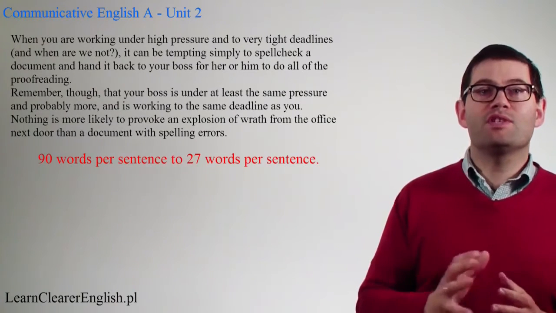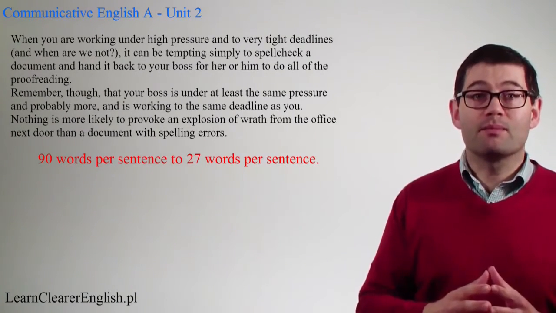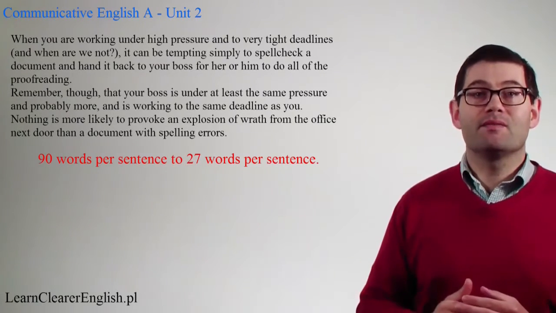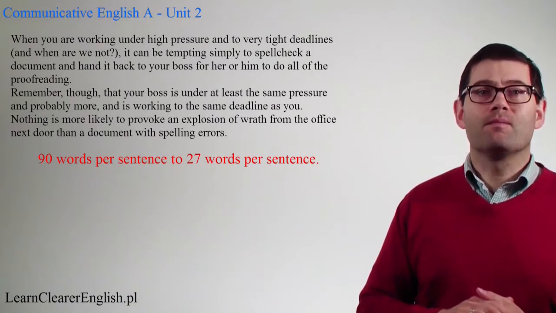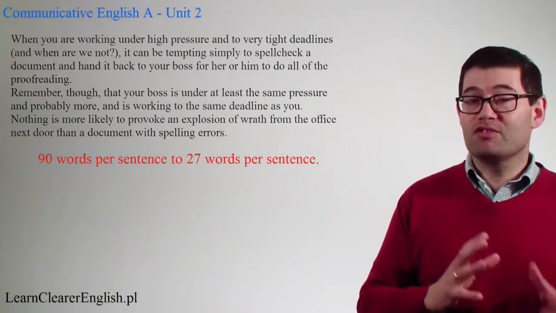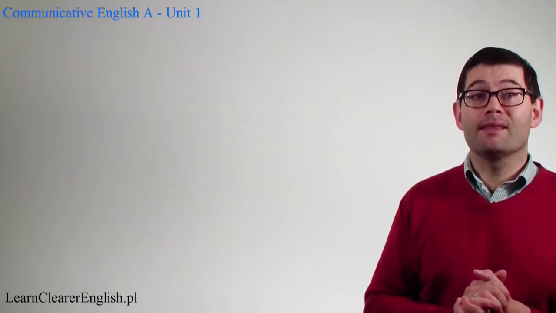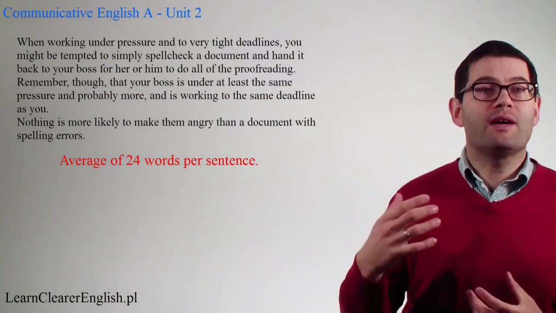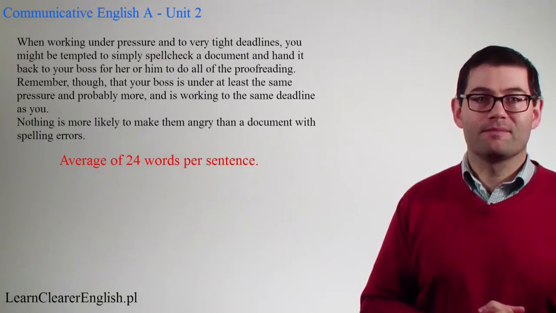If we have a look at the average sentence length based on our rewritten example, we find that the average sentence length has come down from 90 to 27. This is still a bit high. If we were to redraft the text to lose some unnecessary information, we might get this. Which is below our average of 25 words per sentence.